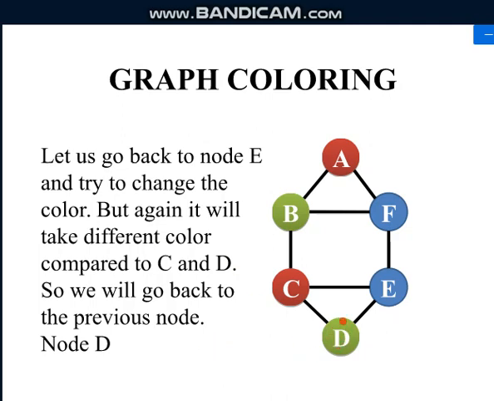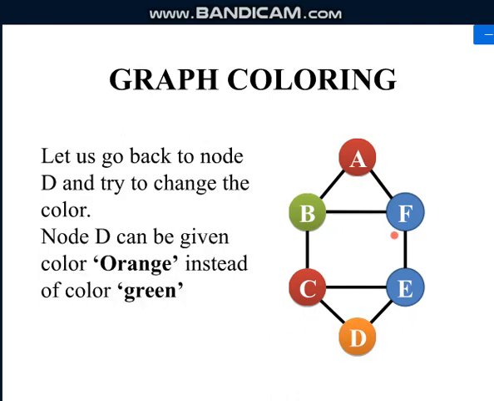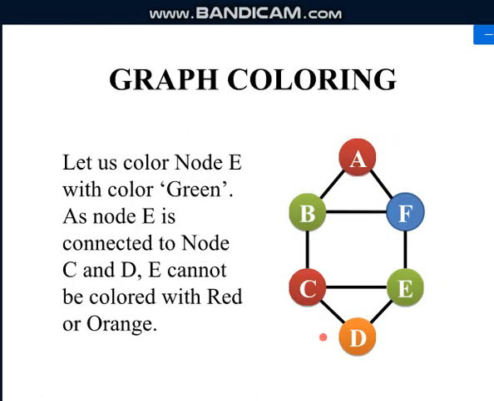If I try to color it with some color apart from red and green, let me take the third color. Okay, so we changed the color of the node D. Then we will proceed to see whether we can color it with the minimum number of colors. Our intention is to color all the nodes with the minimum number of colors, and what we are planning is to restrict it to 3 different colors. So now node D is colored with orange.